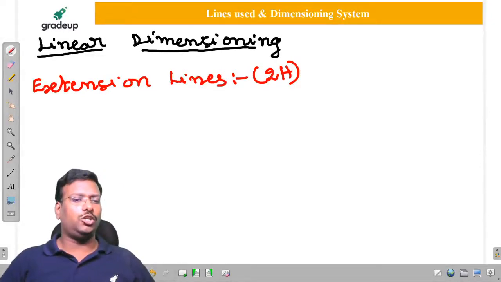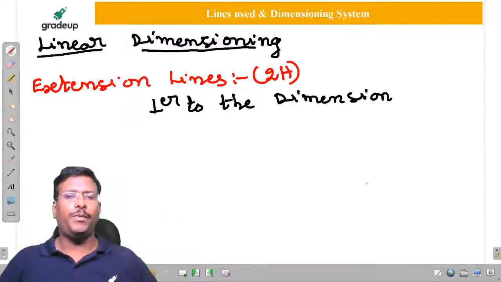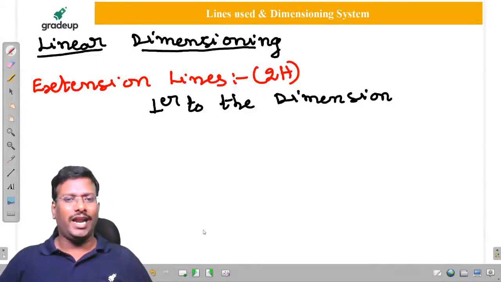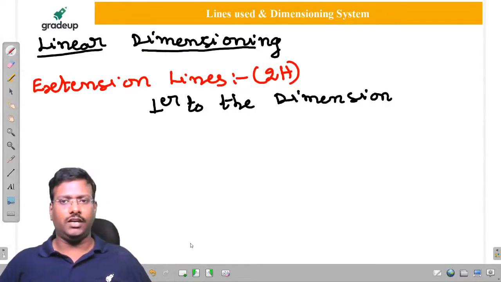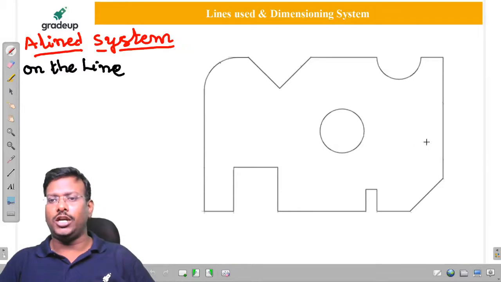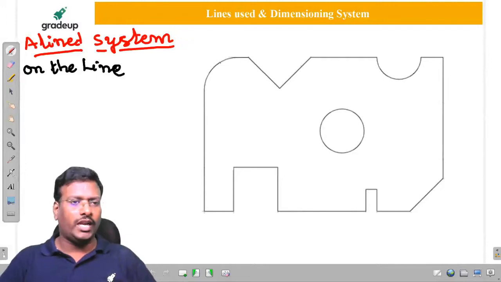How should these extension lines be? The character of this is perpendicular to the dimension. So extension lines are perpendicular to the dimension. And how do we have to draw it, sir? Just observe in the diagram, my dear friends. Here the dimension is horizontal, from left side to right side, breadth is 100. So we have to draw vertical. It should be perpendicular, means it should be vertical.